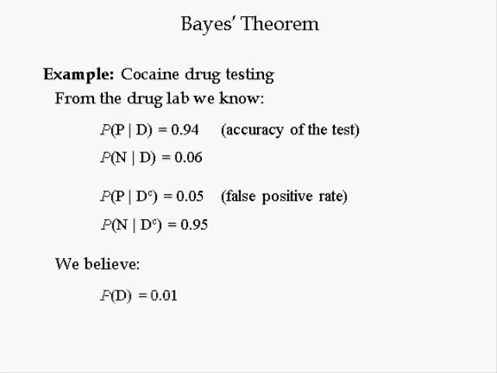1% of our employees are druggies. Now, maybe we get this from the fact that it is widely reported in the region where our employees live, 1% of the people in the region are doing drugs. This is the prevalence rate of drug use by our employees. If 1% of our employees are druggies, then the probability an employee is not a druggie is 0.99.